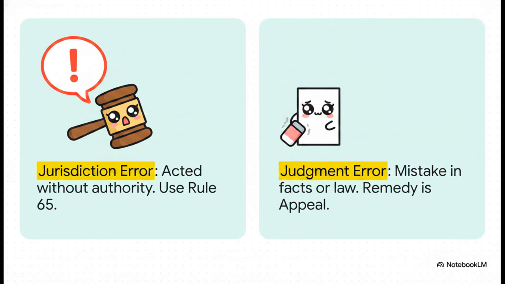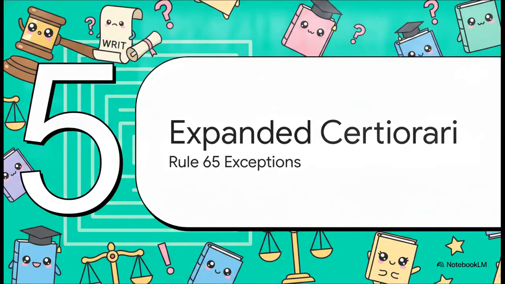But what if you aren't filing an ordinary appeal? Well, you need to clearly differentiate between an error of jurisdiction and an error of judgment. If a court makes a mistake appreciating the facts or interpreting the law, that's just a simple error of judgment and your remedy is a standard appeal. But if a court acts completely outside its authority or with grave abuse of discretion, now that is an error of jurisdiction. Your remedy there is not an appeal, but a special civil action under Rule 65.